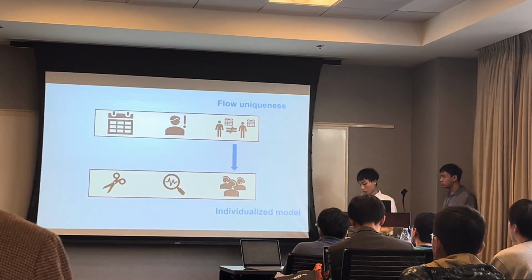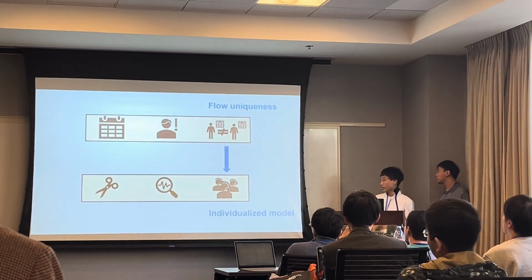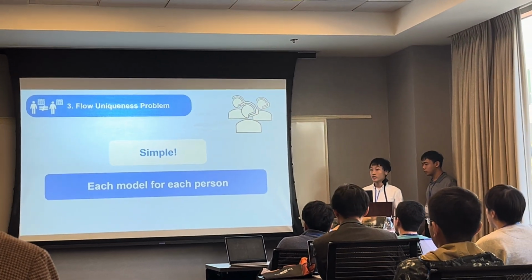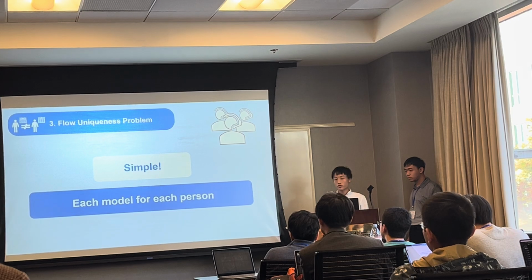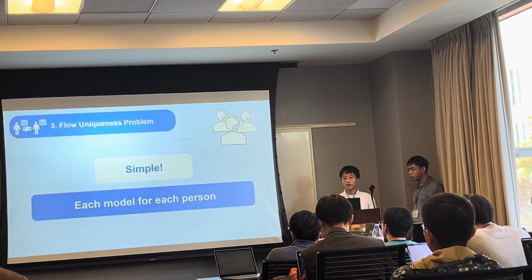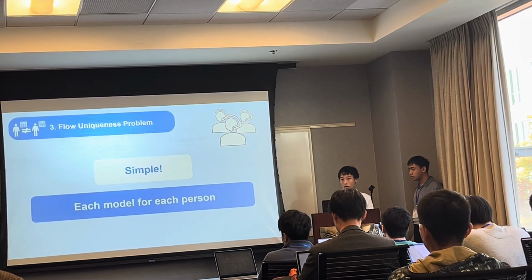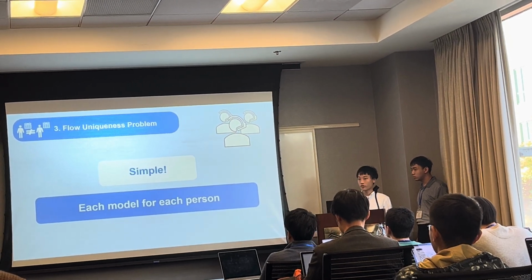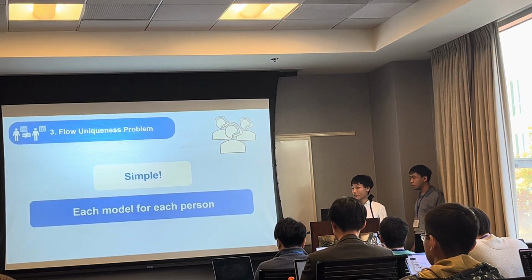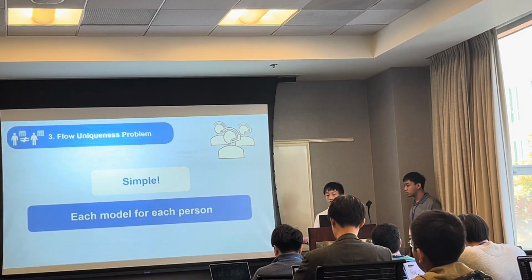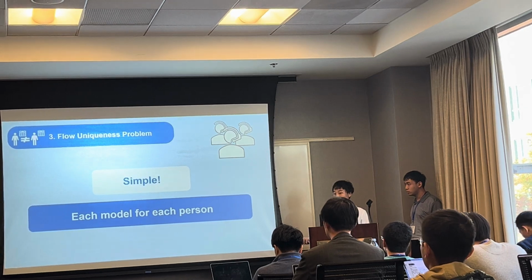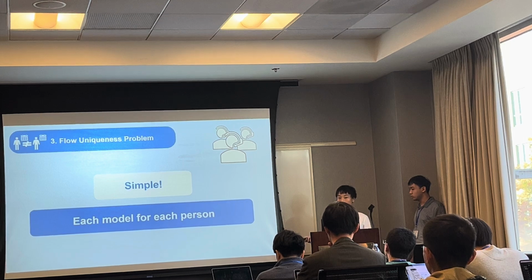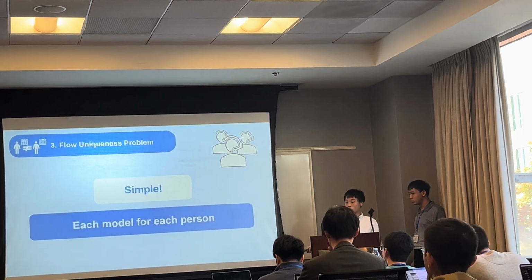So to address the final problem, we use flow uniqueness. We have individualized models. The logic is pretty simple: we build each model for each user. For example, somebody with irregular behaviors might go to different places quite often, while some people might stay at home all the time. So if we build a model for each person, the model can effectively capture that person's behaviors, and that won't be affected by other users' trajectories, if their behaviors or trajectories are weird or a little out of control sometimes.